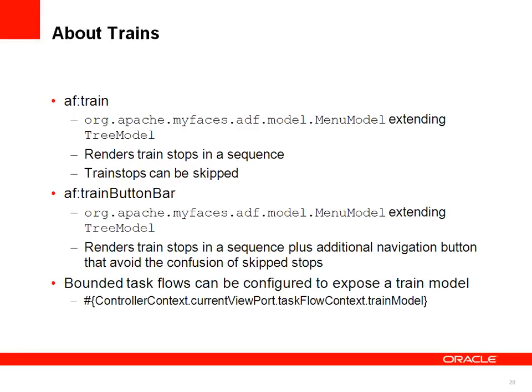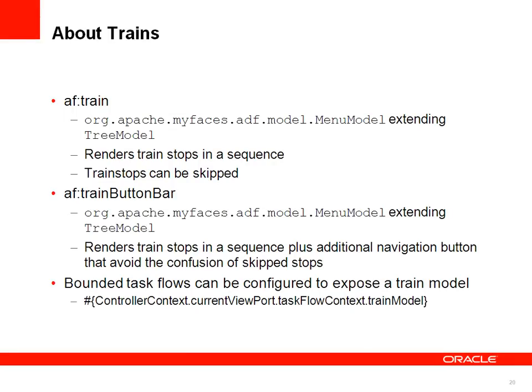Users can then navigate sequentially or non-sequentially through the path that you define within the train model. The train button bar is a backward and forward button that sequentially walks over the train model so that users can navigate back and forth based on the current train stop they're on.